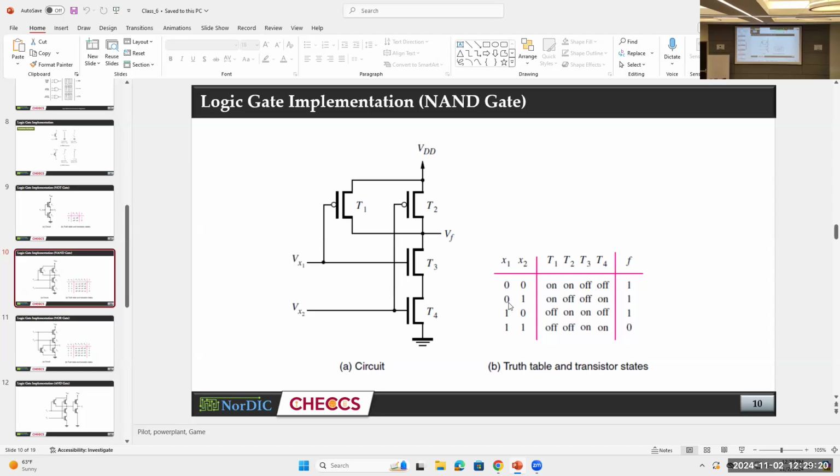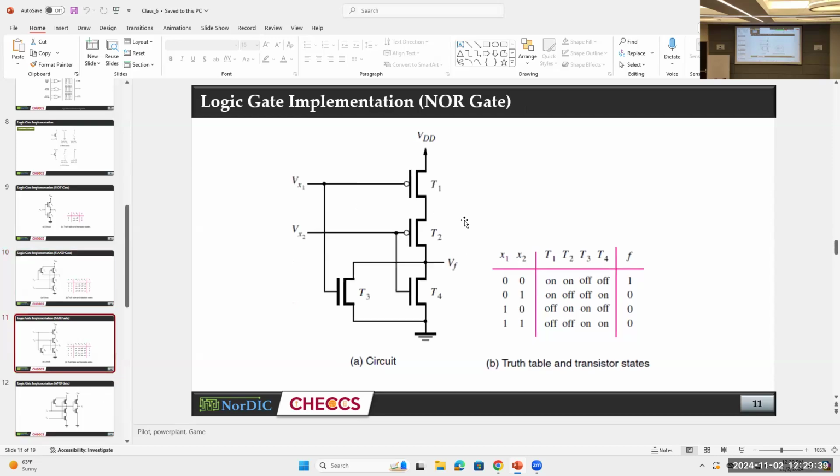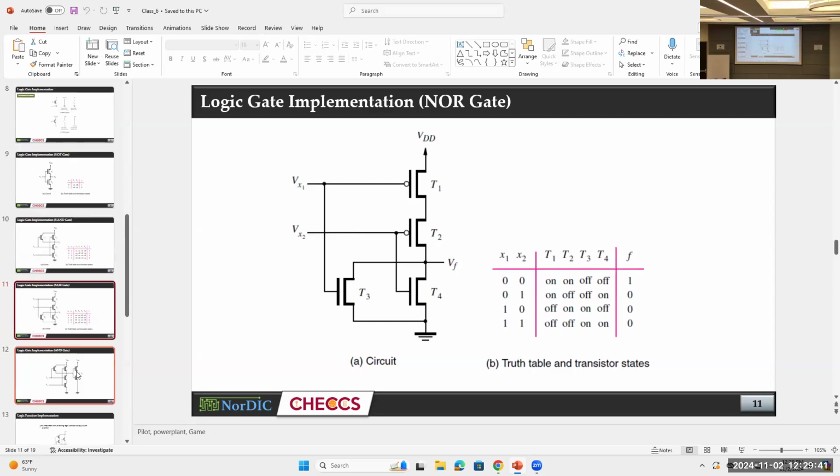So 0 0, 0 1, all the combinations, and just take the output, and you will see that this circuit's output will match the NAND gate. You can check in your home for practice. So this is a NAND gate implementation. This is the NOR gate which I have shown you.